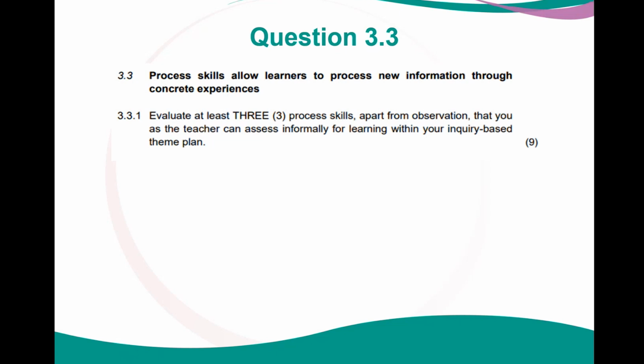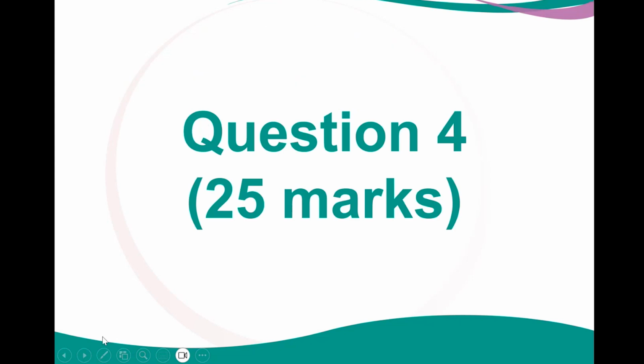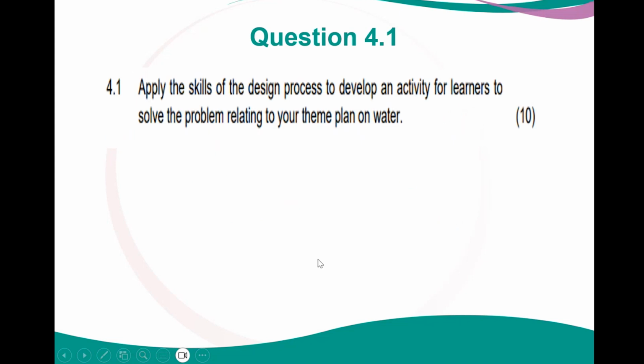So you need to evaluate at least three science process skills that you can read up in Learning Unit 2 besides observation, and show, by informally assessing these skills, that you promote active engagement, deeper understanding, and the development of essential competencies for scientific inquiry within the context of the water theme plan. So please make sure that you go through the science process skills in Learning Unit 2 so that you can answer that question correctly.